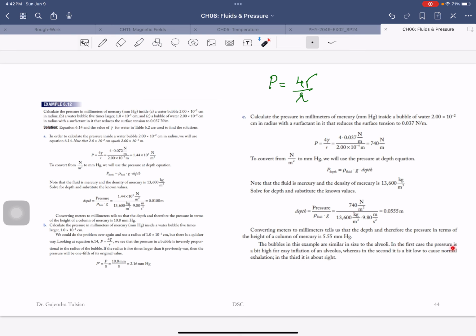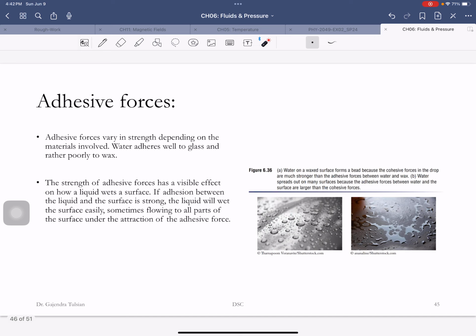In fact, in the first case, the pressure is a bit high for easy inflation of the alveoli. So at that pressure, it's hard to breathe in, whereas in the second case, it's a bit low to cause normal exhalation. In the third is just about right, I guess. So, yeah, it's an illustrative problem.